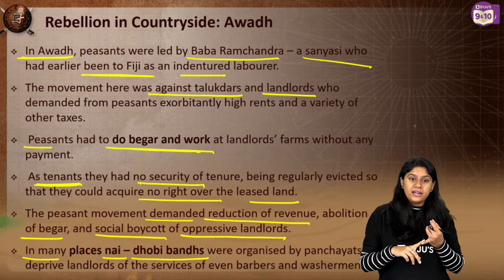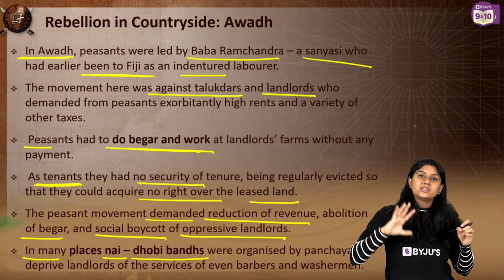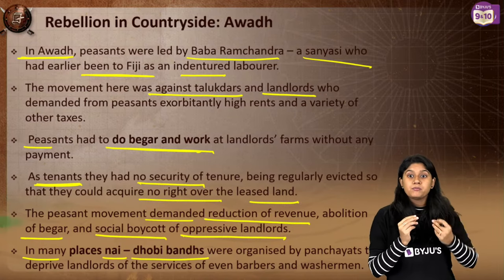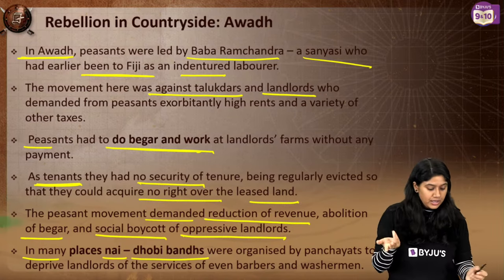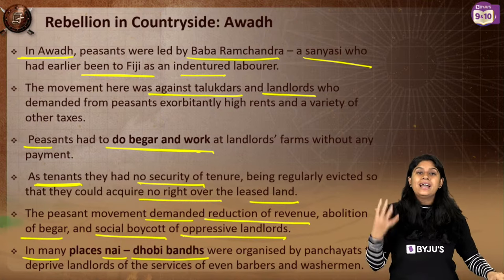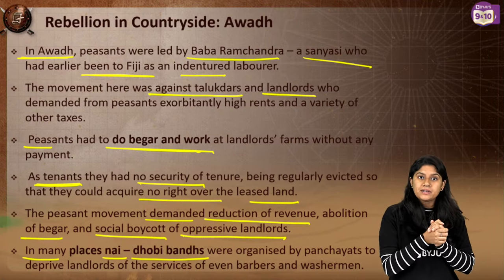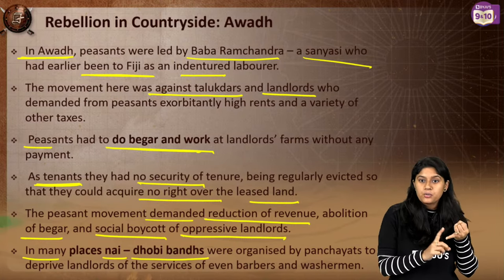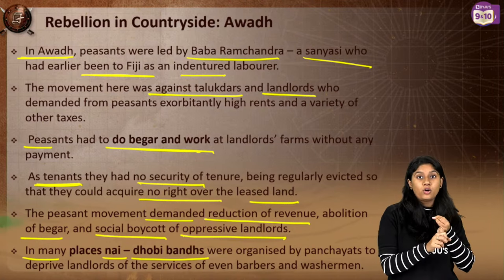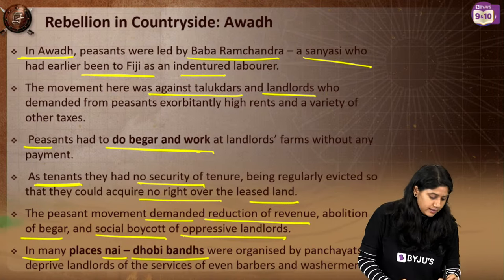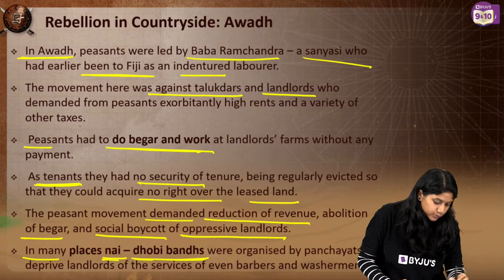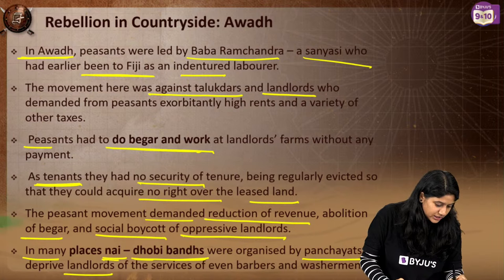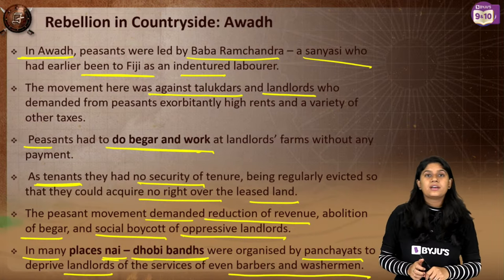What is the meaning of Nai Dhobi Band? At that time, Nai were the people who used to cut hair, and Dhobi were the people who used to help with the laundry. So what these people did, they said that we will not be doing this job for you. We will not be cutting your hair and will not be doing the laundry. This Nai Dhobi Band was organized by various panchayats, and this actually helped the people to spread their message.